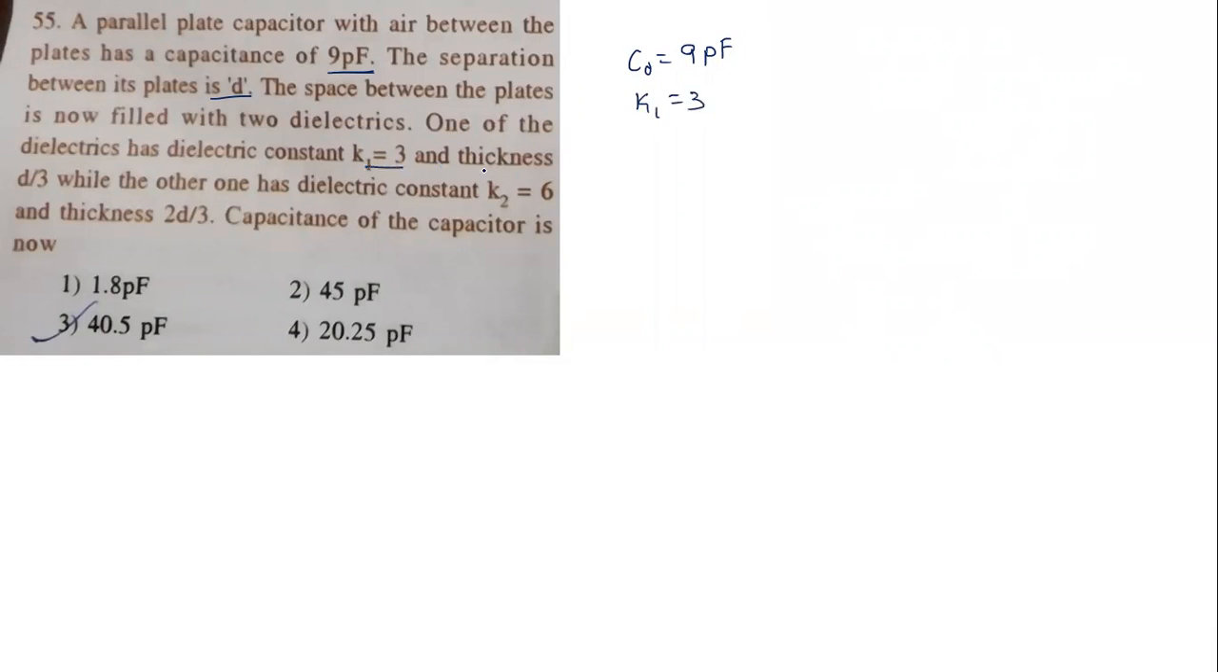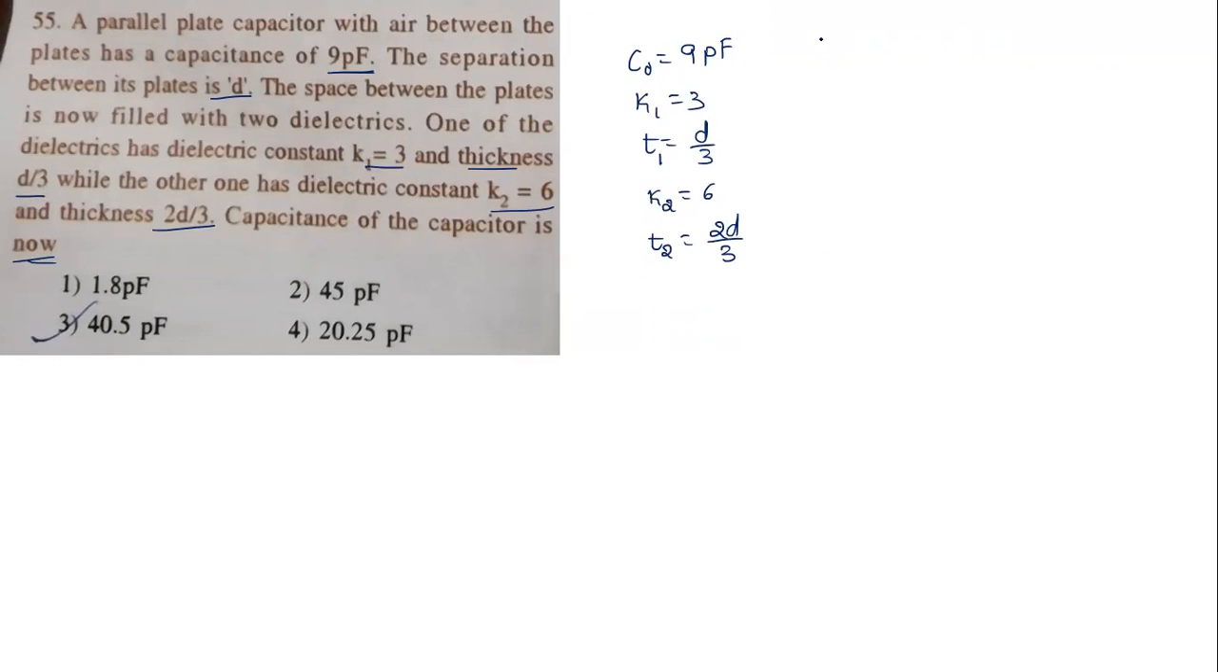K1 is 3 and its thickness T1 is D by 3. The other dielectric has dielectric constant K2 equal to 6, with thickness 2D by 3. Now, what is the capacitance of the capacitor? They ask me now for the capacitance of the capacitor.